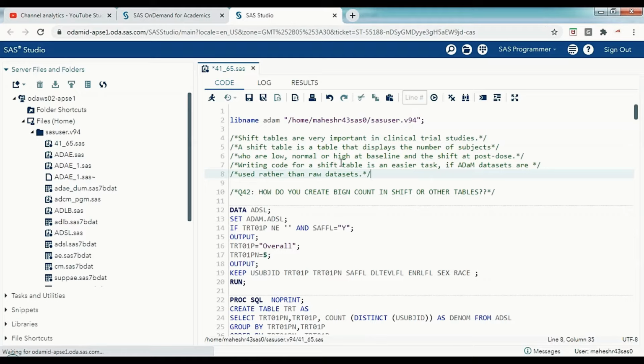So it is better to ask your ADaM programmer if the variables are not present in the ADLB, because the purpose of ADaM is simplifying the process of the tables and listings, right? So we have to pick the variables instead of deriving everything at the table level. Okay, so what are the major variables to consider? I'll tell you. So you can see the shift table.